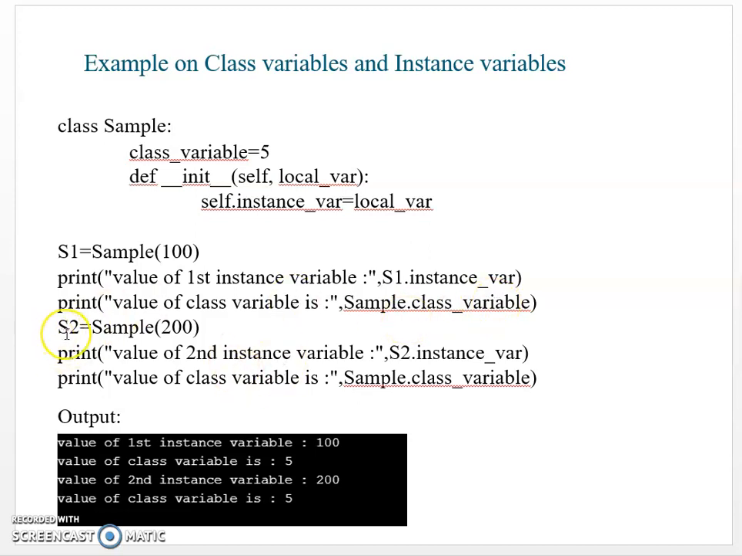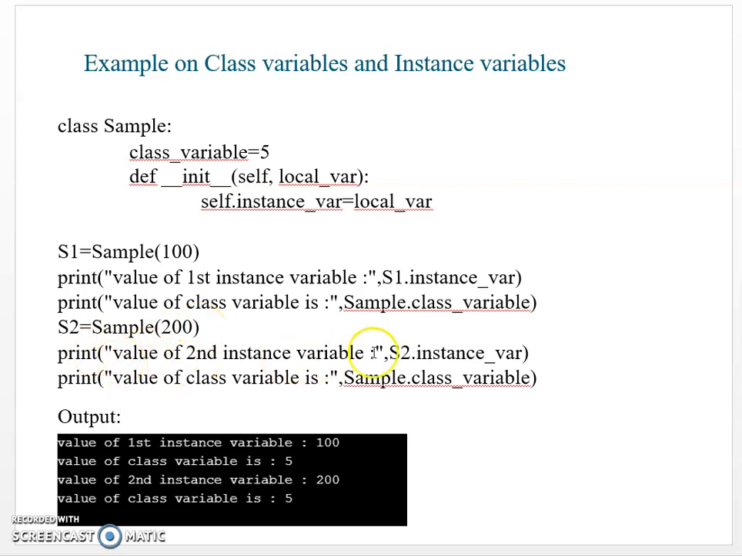Next, I have created a second object for the same class. So in the previous slide you have seen there are n number of objects, so there will be n number of instance variables. So here s2 = Sample(200). Now s2's instance variable value is 200. It will call the parameterized constructor automatically and will initialize the self.instance_variable of the s2 object with value 200, because we are passing 200 to the parameterized constructor.